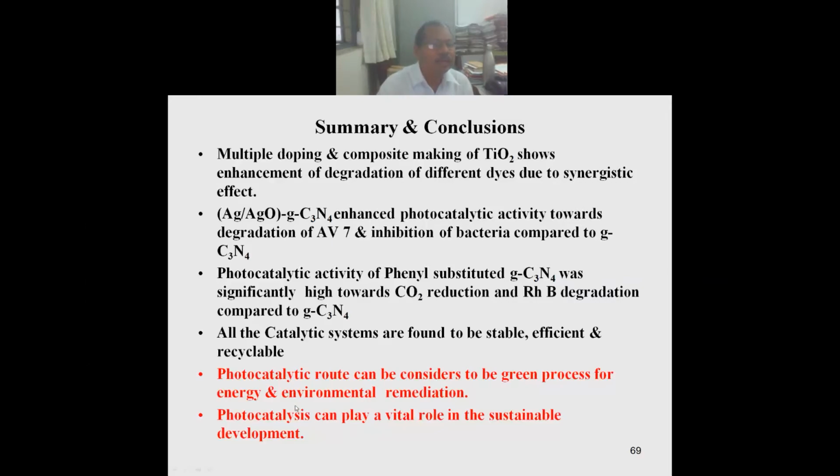So we can say the photocatalytic route can be considered a green process for energy and environmental remediation, and photocatalysis can play a vital role in sustainable development.